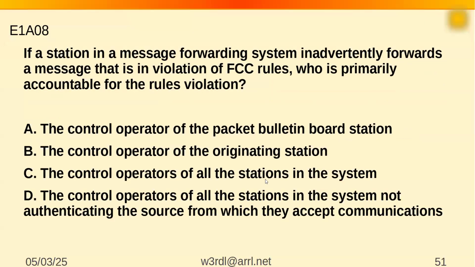And just talk to Steve, he'll tell you that people will let you know. If a station in a message forwarding system inadvertently forwards a message that is in violation of FCC rules, who is primarily accountable for the rules violation?